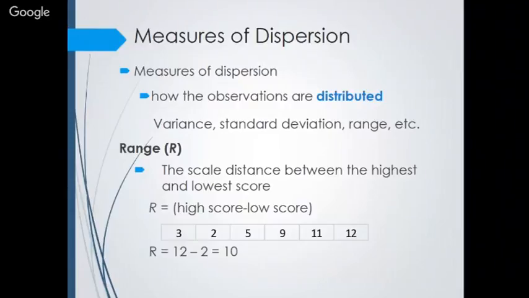The most commonly used is standard deviation. Range is the simplest measure of dispersion. We can simply calculate it as the highest value minus the lowest value. The example here is 3, 2, 5, 9, 11 and 12 as the series. The highest value is 12 and the lowest value is 2. So 12 minus 2 is equal to 10. 10 is the dispersion. That means the entire data is scattered over 10 points, from 2 to 12. So a 10 point dispersion is there.